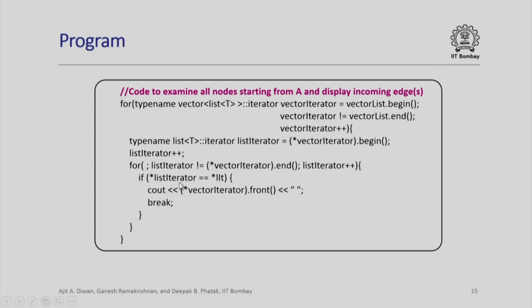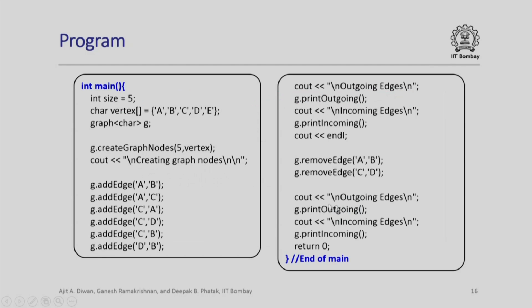Now if the list iterator is star LLT, remember we had noted the place where we are looking for the node in star LLT. What this means is that in the outgoing list there seems to be an element which is actually happening to be the source. If that is so, I will output the front of that, because the front of that is the place to which there is an edge. So this is slightly tricky, but it should be obvious. If you look at the code, it will be able to display all the nodes with incoming edges.